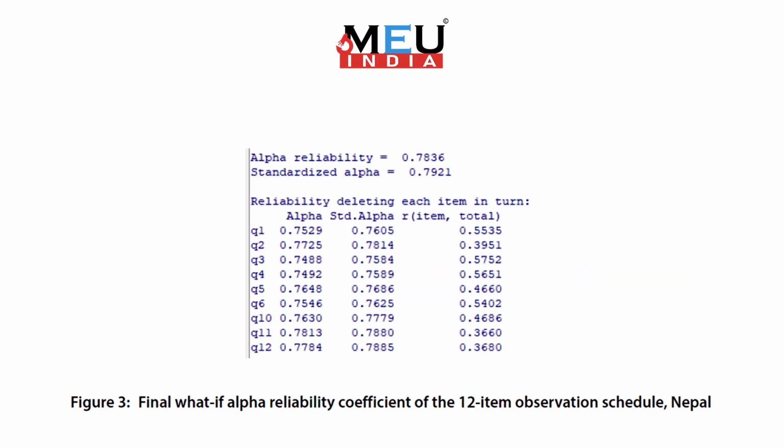Figure 3, final what-if alpha reliability coefficient of the 12-item observation schedule, Nepal.